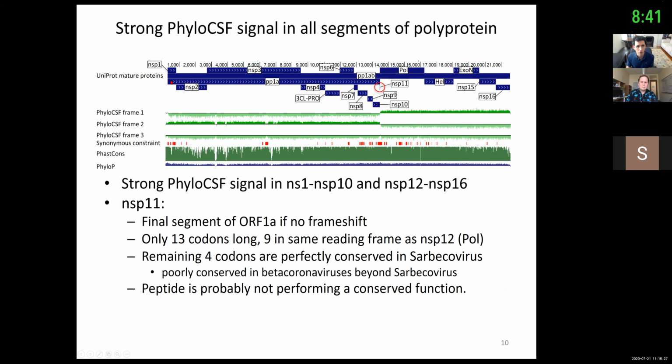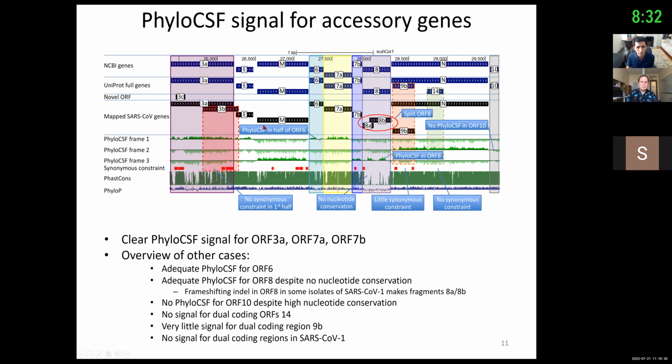So let's focus on the second half of the genome. This is the first half of the genome, NSP 1, 2, 3, 4, all of them, very clear protein coding constraint. In the second half of the genome, for example, there's no synonymous constraint in the ORF3B, which is predicted to overlap 3A. There is no nucleotide conservation at all in ORF8. So you would say, wow, maybe that region is non-functional. But in fact, you see very clear pockets of phylo-CSF signal, this comparative genomics approach that we're using to detect protein coding constraint rather than just overall nucleotide constraint.